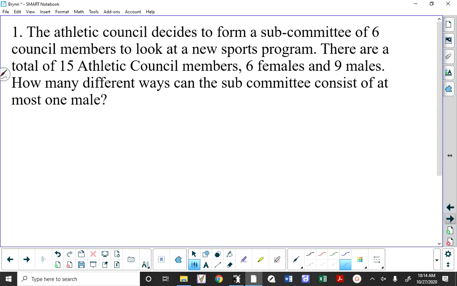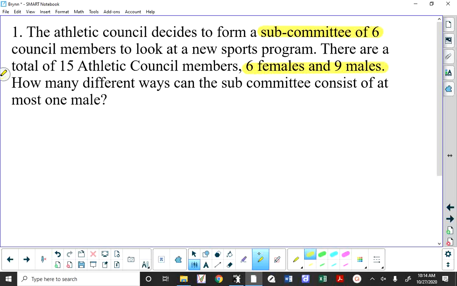The next one you asked about has a subcommittee that's going to be formed out of a group of athletes. There are 15 athletes on this athletic council. 6 are female and 9 are male. And we want to choose a group from those 15 people that has 6 people in the group. And the question is, how many different ways can a subcommittee consist of at most 1 male?